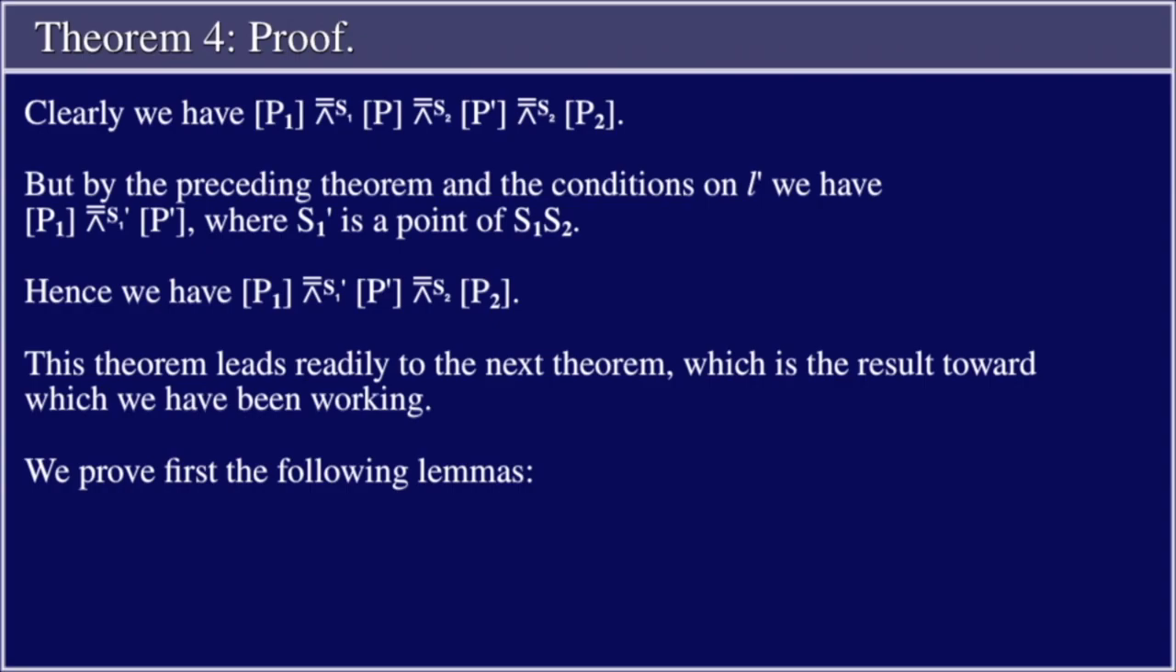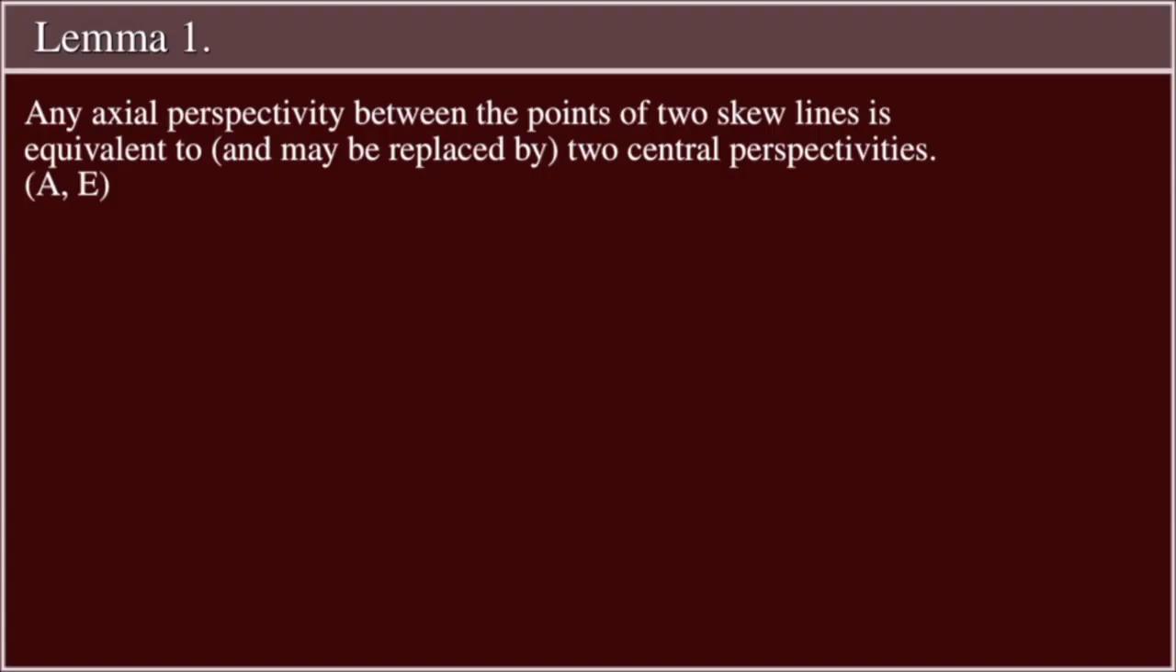This theorem leads readily to the next theorem, which is the result towards which we have been working. We prove first the following lemmas. Lemma 1. Any axial perspectivity between the points of two skew lines is equivalent to and may be replaced by two central perspectivities.